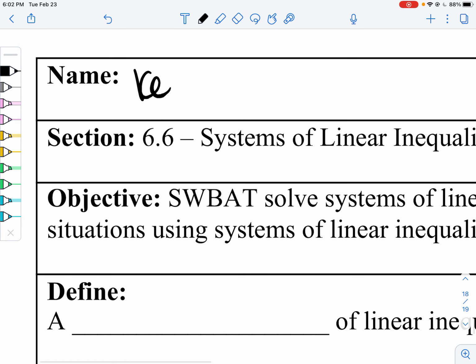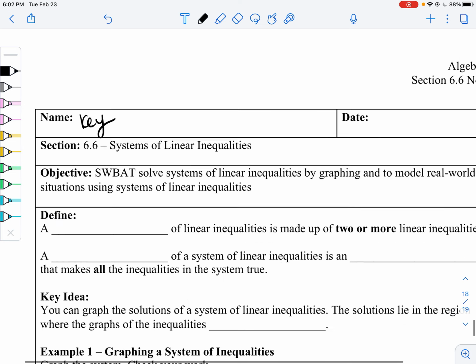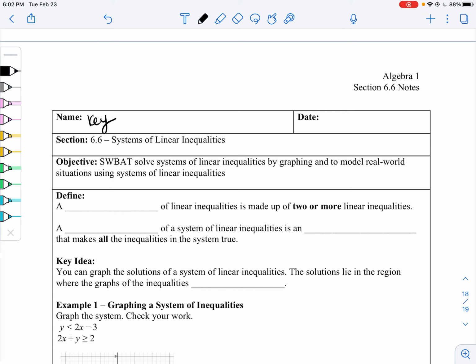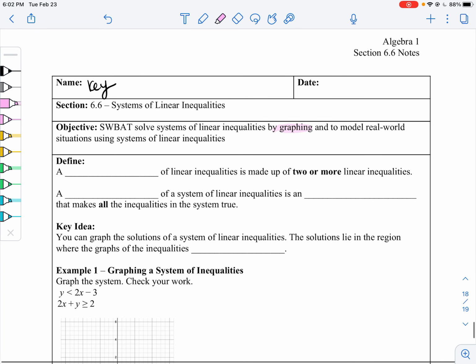Hello everyone, welcome to the last lesson of this chapter, Chapter 6, Lesson 6, Systems of Linear Inequalities. We're going to put it all together today. By the end of the day, you will be able to solve systems of linear inequalities by graphing. We're just going to do some graphing. You'll also be able to model real-world situations with systems of inequalities. So we'll do some graphing, we'll do some modeling, because you guys are model students.